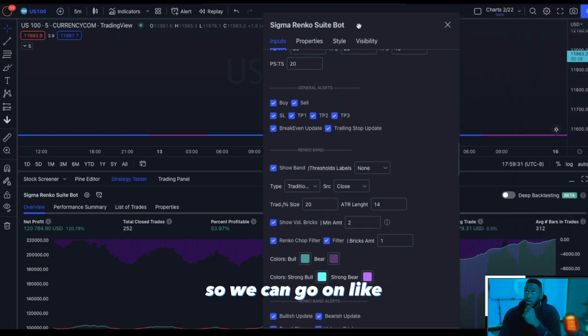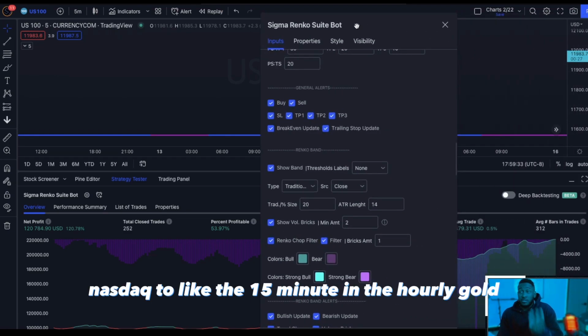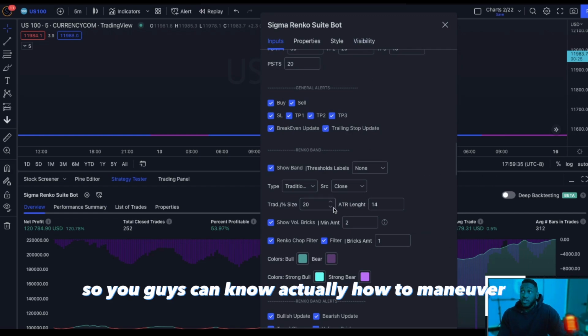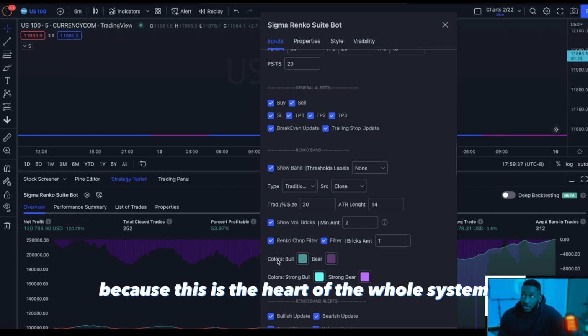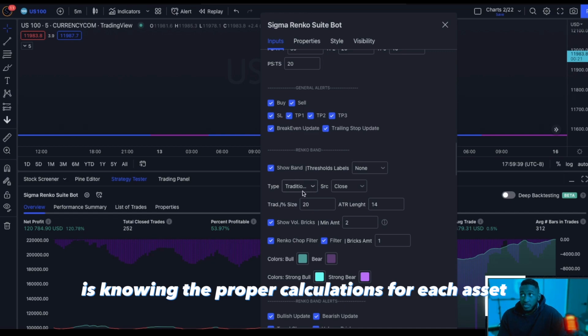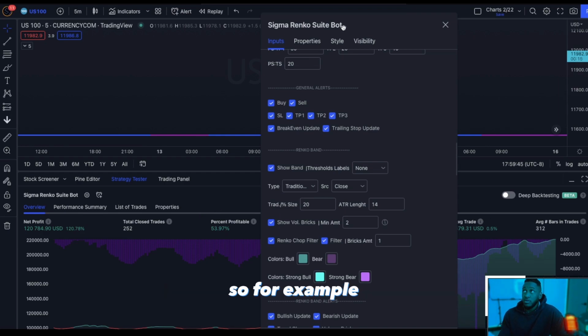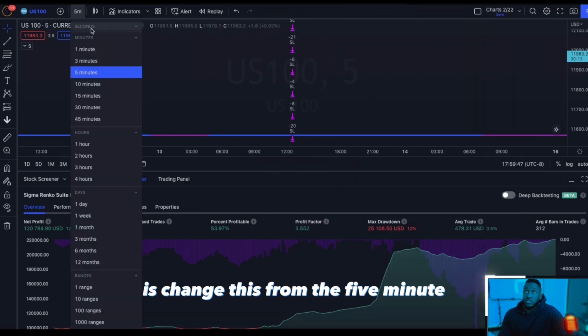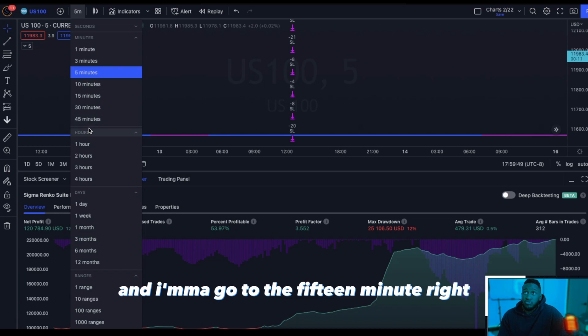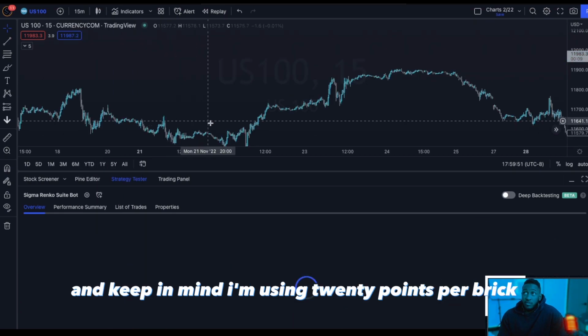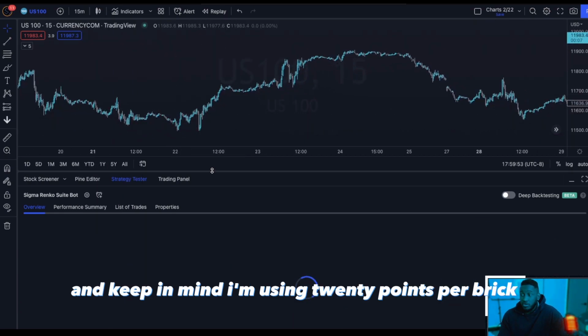So what I'm going to do is focus specifically here on the Renko band, so we can go on NASDAQ to the 15 minute and the hourly, and gold, so you guys can know how to maneuver, because this is the heart of the whole system: knowing the proper calculations for each asset, even on the same asset but different time frames. So all I'm going to do right now is change this from the 5 minute to the 15 minute, right?